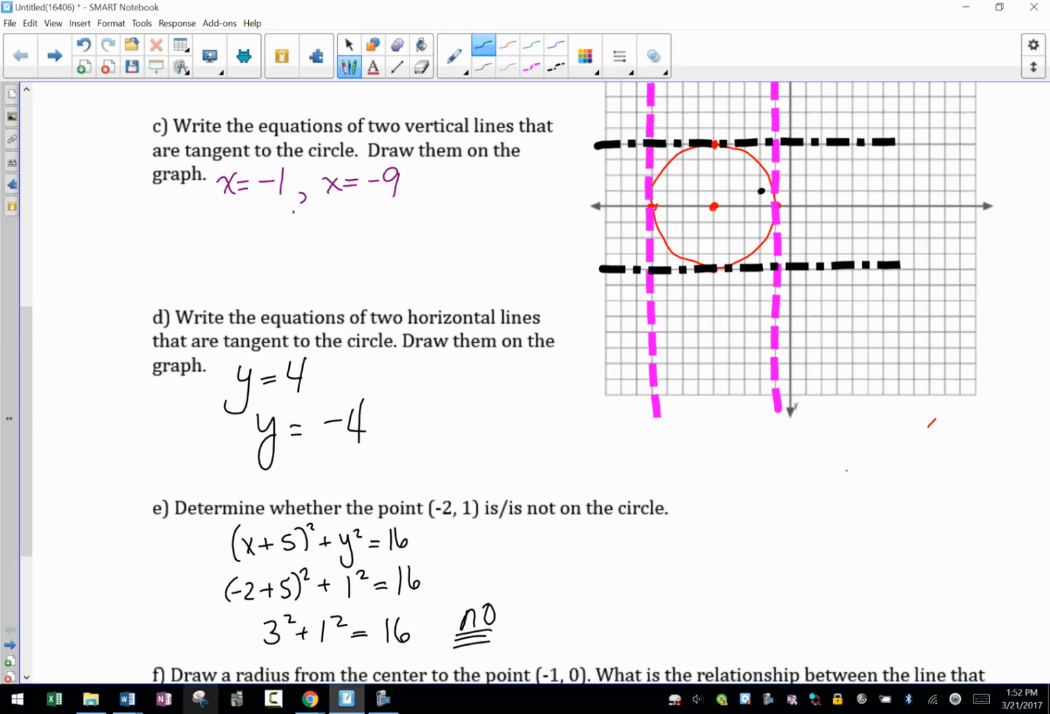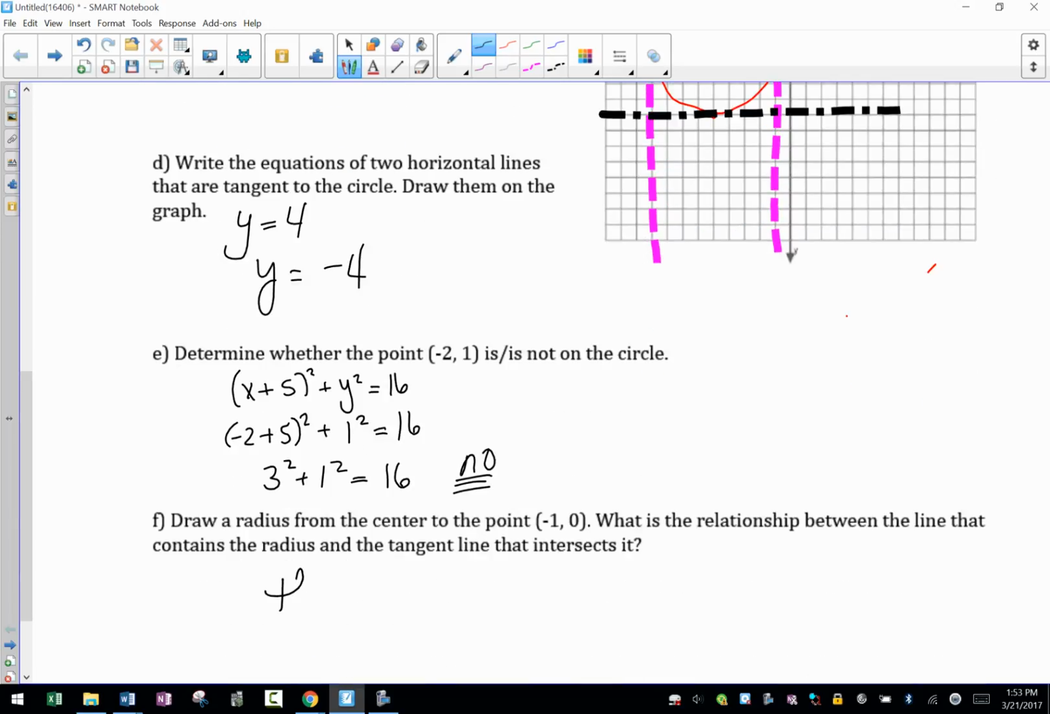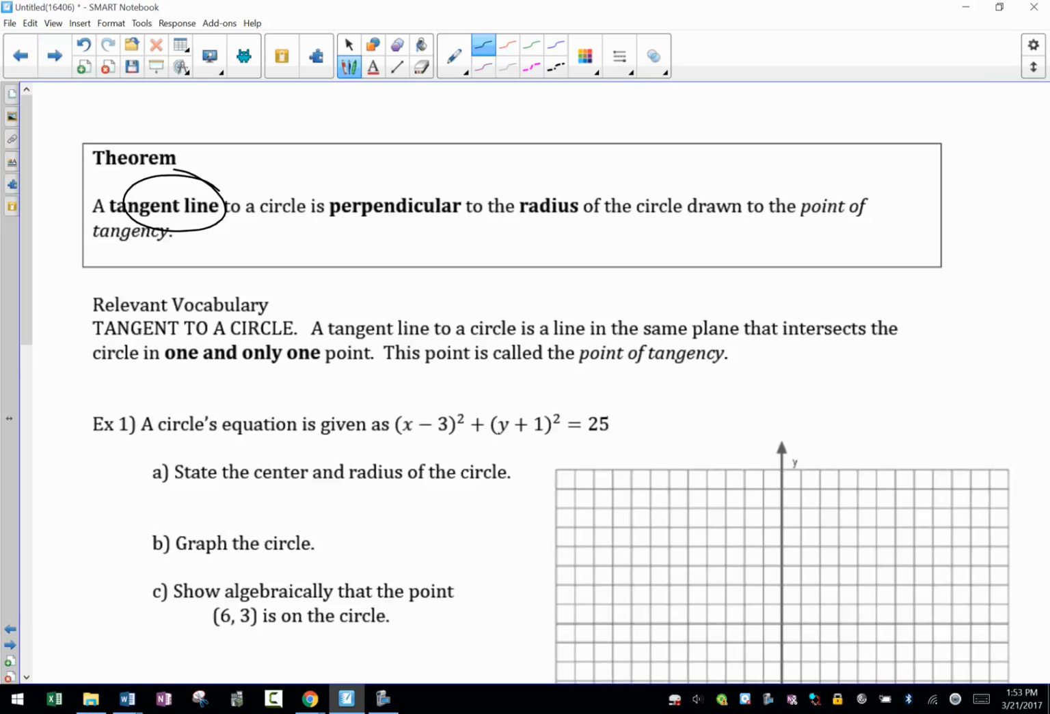Then it says, draw a radius from the center to the point negative 1, 0. So I'm going to erase this guy and draw a radius from here to here. What is the relationship between that and the tangent line? Well, they kind of look like they make a sideways T, which means they are perpendicular. So here's the rule. A tangent line is perpendicular to a radius. When you have a circle and you draw a tangent line to it, the tangent line will be perpendicular to the radius.